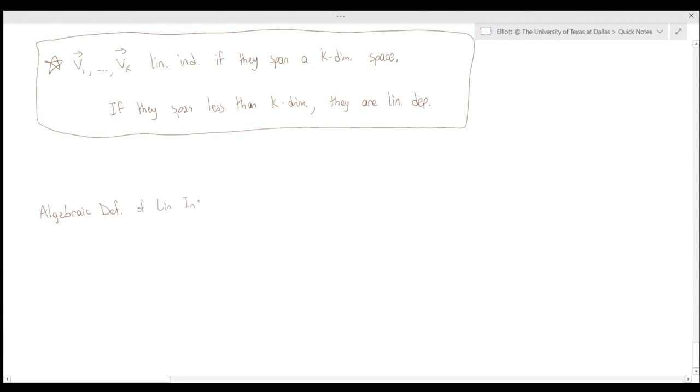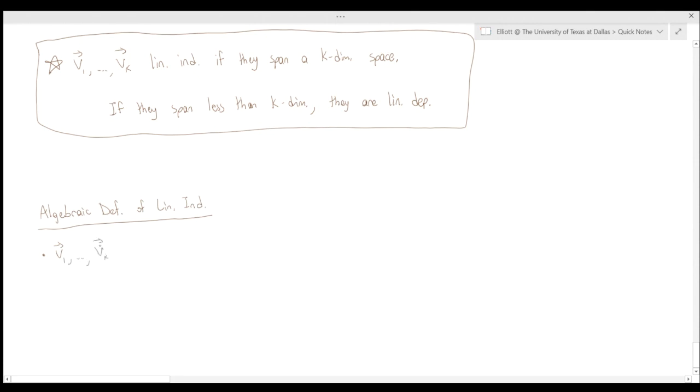So, going over an algebraic definition of linear independence. There are two definitions, each with its own use, so it's good to know both of them once again. I'm just going to state what the definitions are.